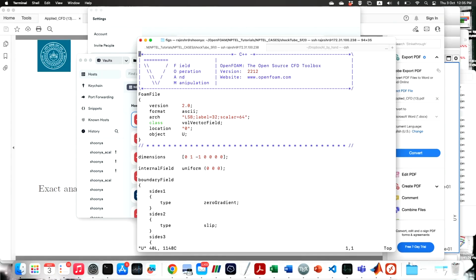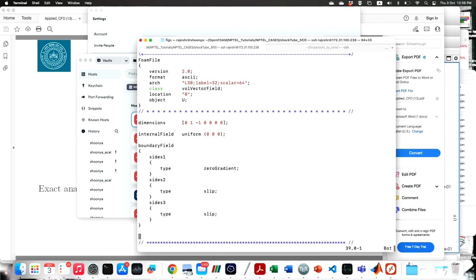So, typically rho central form works if your Courant number is, let us say, 0.2 or 0.3, maybe 0.4, but not more than that, it will blow up. But solvers like rho simple form or sonic form are stable for higher Courant numbers also. So, here you can see that there is velocity 0 everywhere, it is a shock tube problem.